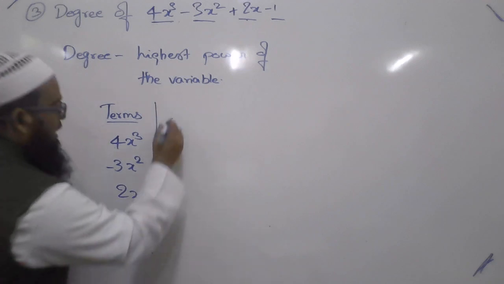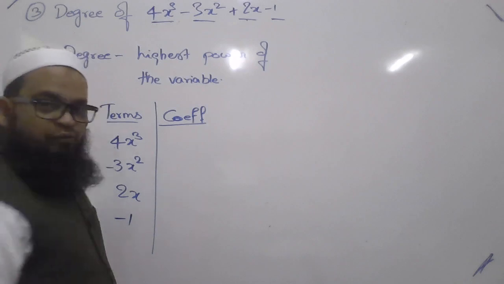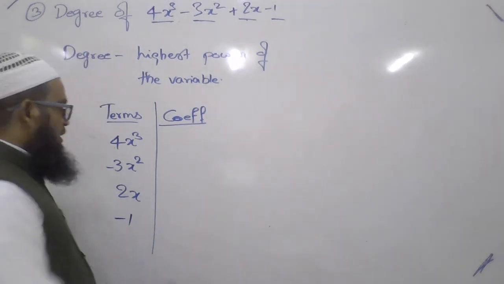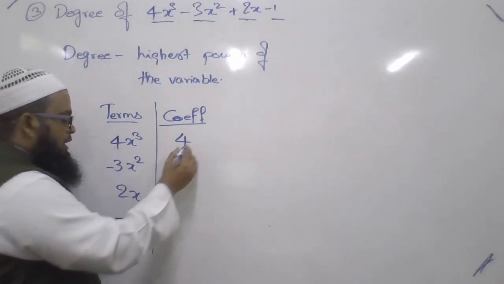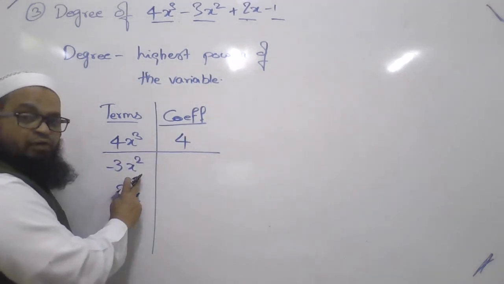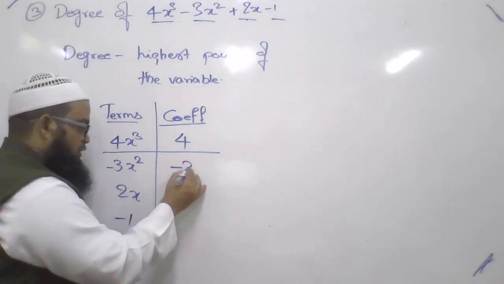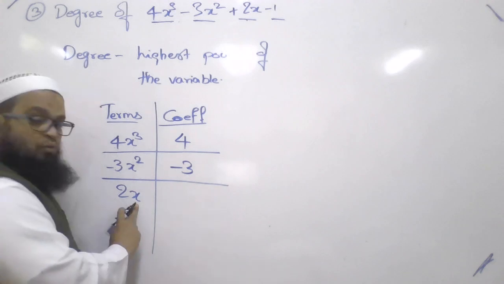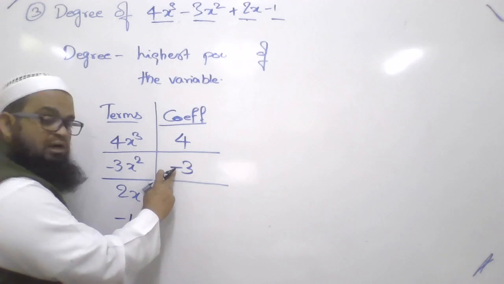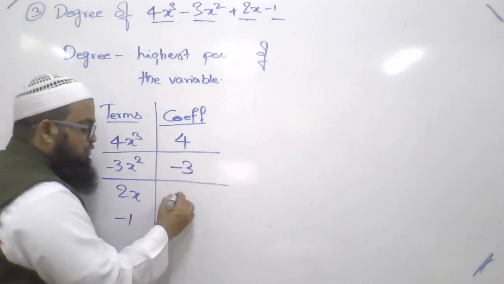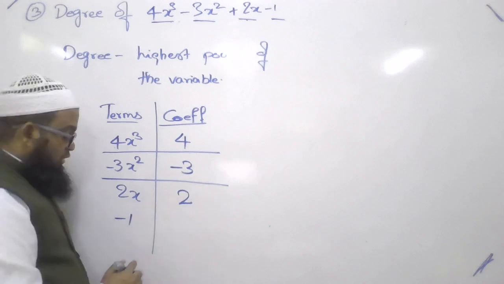So what are the coefficients of each term? Whenever we talk about numerical coefficient, what is the numerical coefficient of 4x cubed? It is 4. And what is the numerical coefficient of x square? It is not 3, it is minus 3. You have to include the sign. So what is the coefficient of x? It is 2. You could include plus 2, but the positive sign is the default sign, therefore we don't write plus.